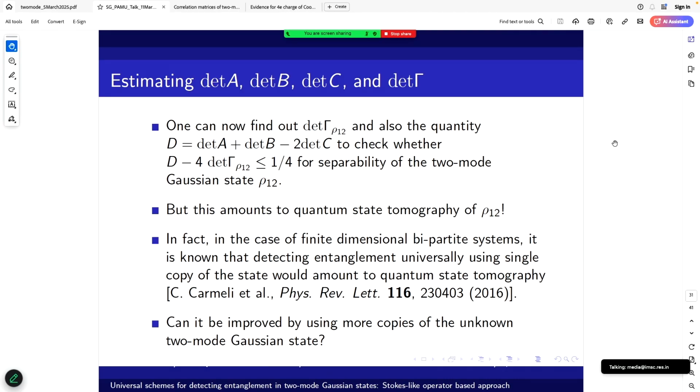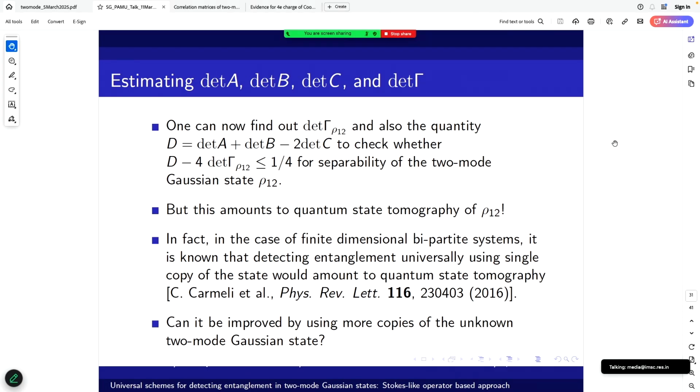For finite dimensional bipartite systems, it is known that detecting entanglement universally, because we are aiming at universal entanglement detection, not for a specific state, using a single copy of the state, would amount to quantum state tomography. This is the work by Carmeli et al, where they have shown that whenever you use a single copy of your state for detection of entanglement of a bipartite finite dimensional system, this will amount to state tomography. And in our scheme we are doing the same thing, we are using a single copy of a two mode Gaussian state. It is infinite dimensional, not finite dimensional, but it amounts to state tomography.